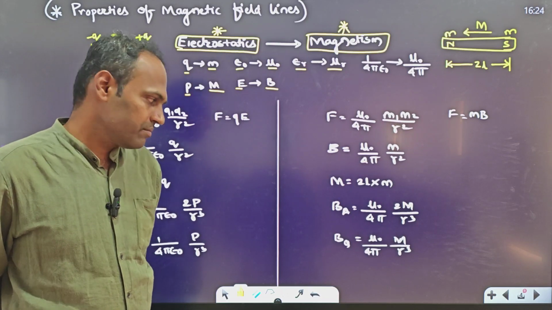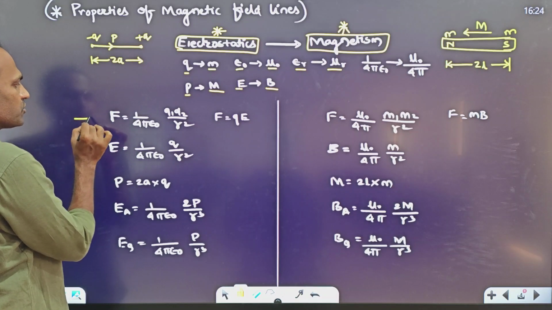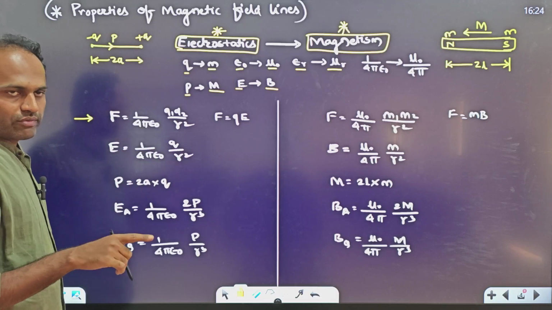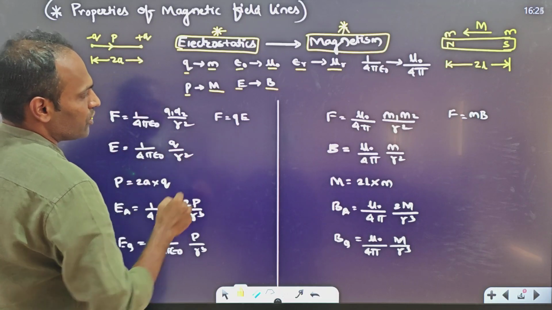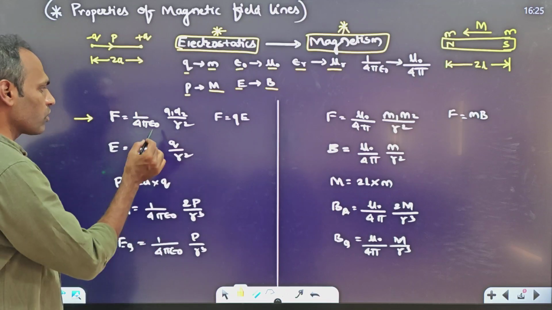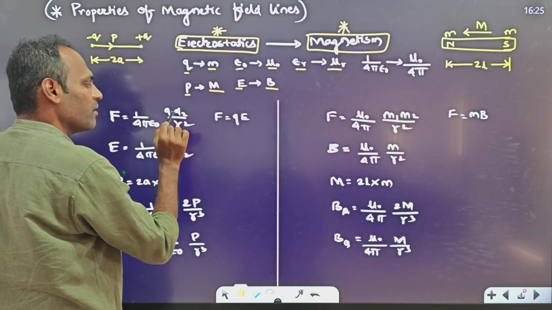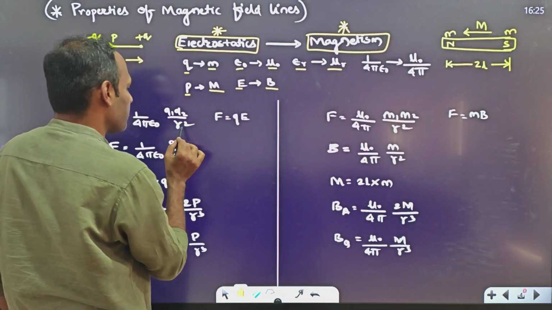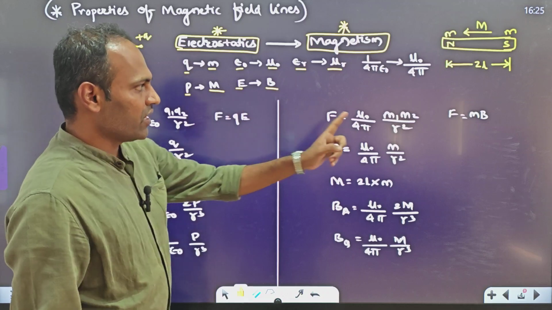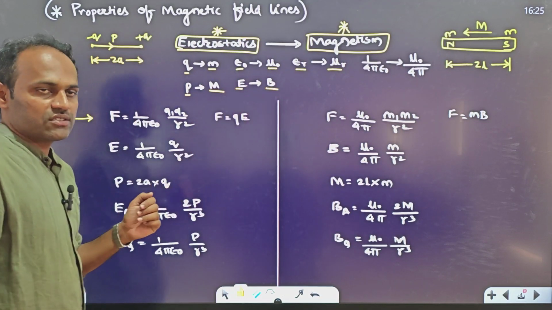Okay, next, by Coulomb's law we know very well, F is equal to 1 by 4 pi epsilon naught Q1 into Q2 by R square, the force between the two charges. F is equal to Q into E is the force acting on a charge in the electric field. Similarly, we have to replace this 1 by 4 pi epsilon naught by mu naught upon 4 pi, charges by pole strength, M1 into M2 divided by distance square, right? So here it is charge into electric field, here it will be pole strength into the magnetic field. So we are just replacing the things like this, right?